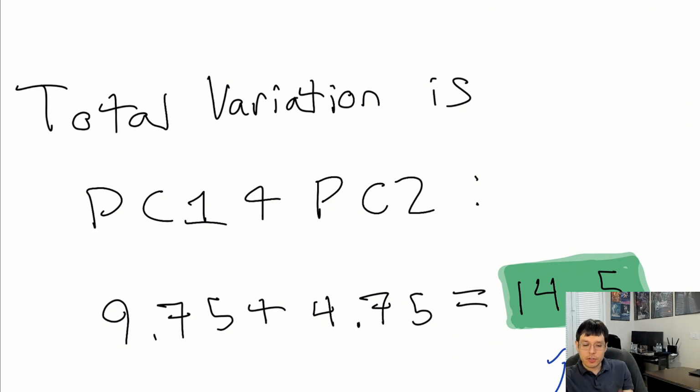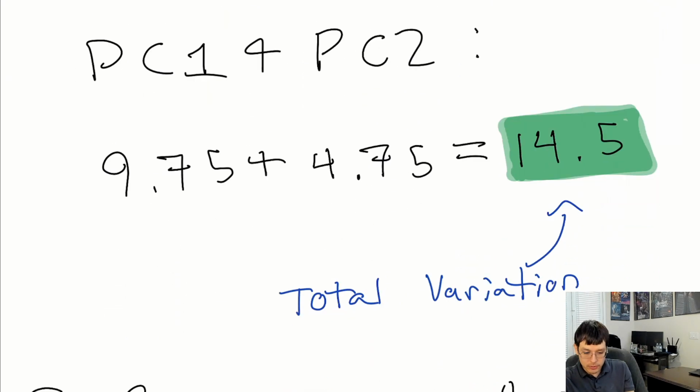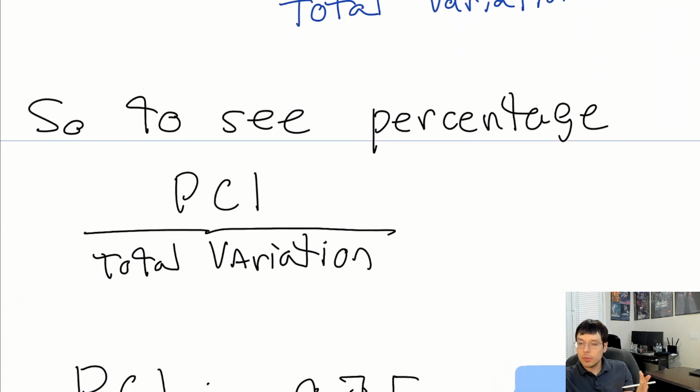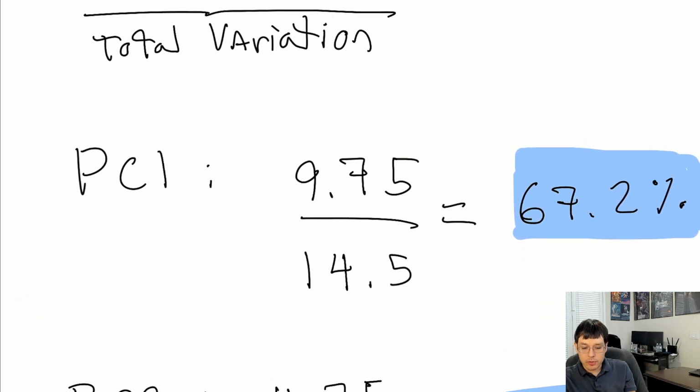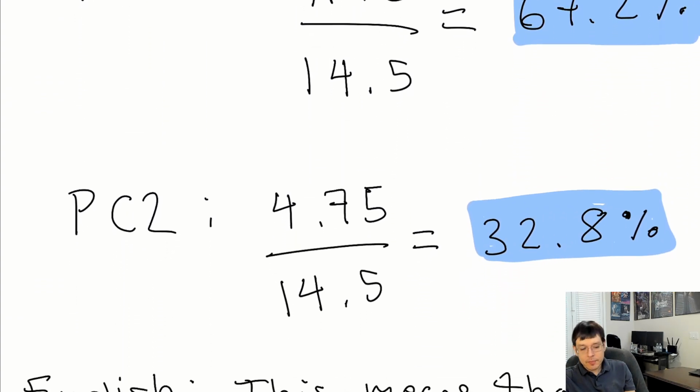So just do percentages. Take principal component 1's variation and divide it over the total variation, so you can see the fraction of the variation that belongs to principal component 1 versus principal component 2. PC1 over the total variation is 9.75 over 14.5, and it gives me about 2/3, so about 67%. On the other hand, PC2 is 4.75 divided by 14.5. That gives me about a third, 32.8%.